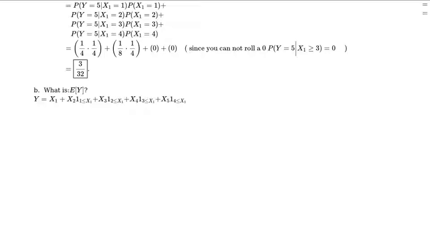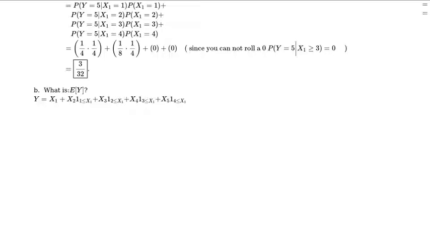Now X3 would count in Y if and only if X1 were at least 2, i.e. it indicated 2 more rolls. So we would add on X3 times the indicator that X1 is greater than or equal to 2.